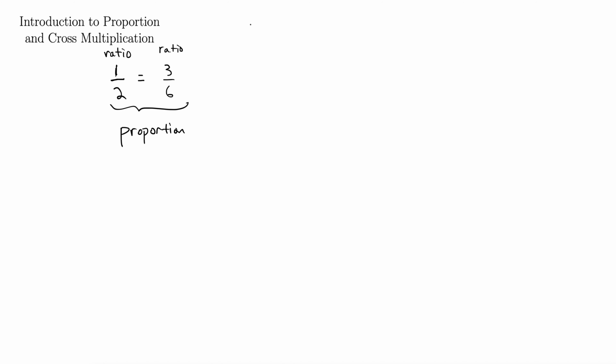And we can read this off a few ways, but one thing we might say in describing this proportion here, we could say 1 is to 2 as 3 is to 6. Right? That's just a way to talk about proportions in words. 1 is to 2 as, the equal becomes as, 3 is to 6.